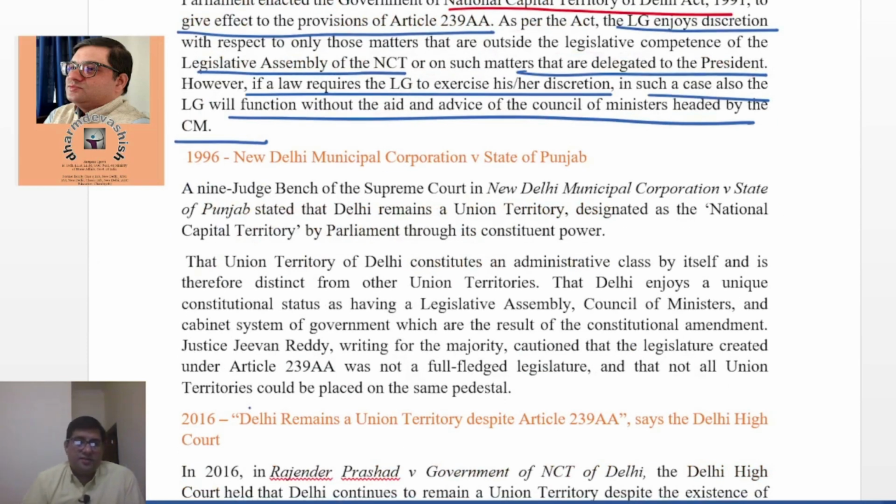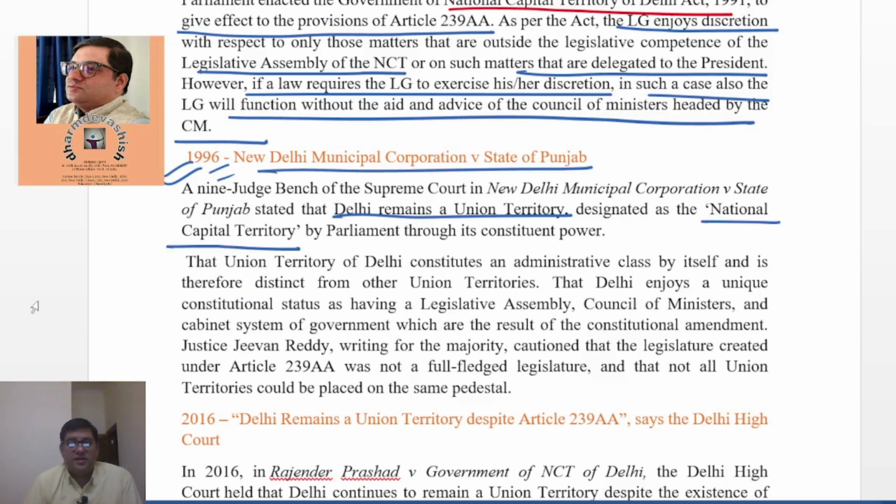Comes the year 1996. Now 1996, with respect to the administrative setup of Delhi, is an important year. Why? Because this case, New Delhi Municipal Corporation, NDMC versus State of Punjab, was decided by a 9-judge bench of the Supreme Court. And what does this judgment say? This judgment said that Delhi still remains a UT. In the year 1996, the judgment held that Delhi remains a union territory, which is called National Capital Territory.